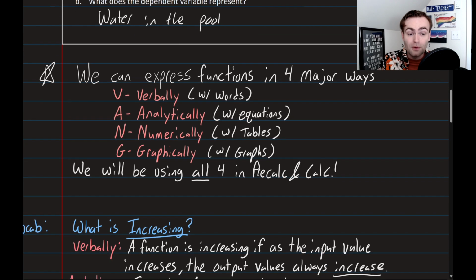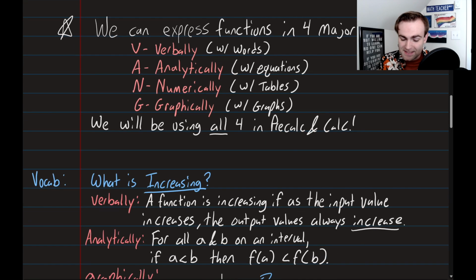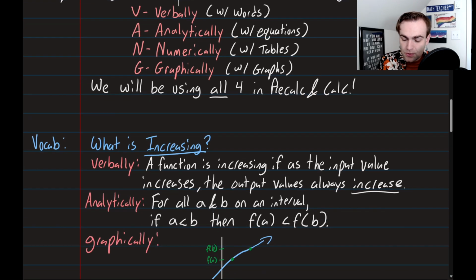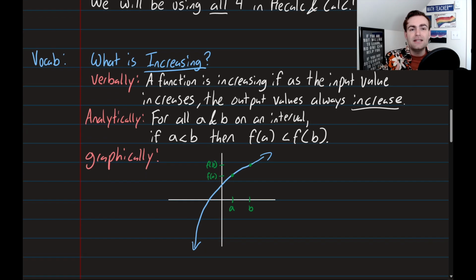So let's go over more vocab. We're going to have quite a bit of vocab in this lesson. So increasing. We say that a function is increasing if when the input value increases, the output value also increases. So if I input a 1 and get a 2, and then input a 2 and get a 3, every time I increased my input my output also increased, the function itself was increasing.